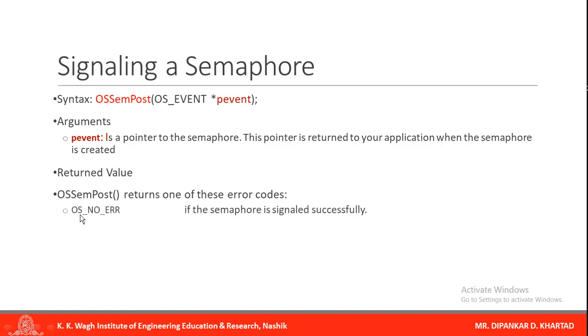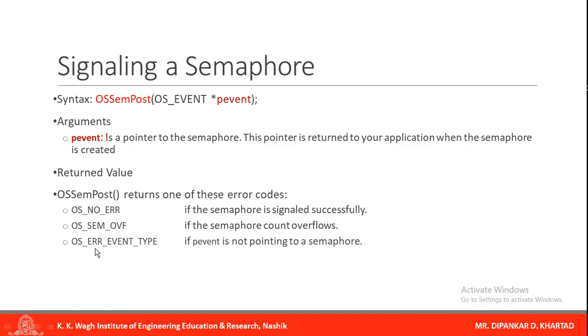OS_ERR_NONE means the semaphore is signaled. OS_ERR_SEM_OVF means the semaphore count overflows. OS_ERR_EVENT_TYPE means the event is not pointing to a semaphore, and OS_ERR_PEVENT_NULL if the event is null.